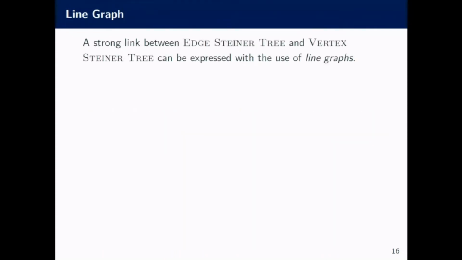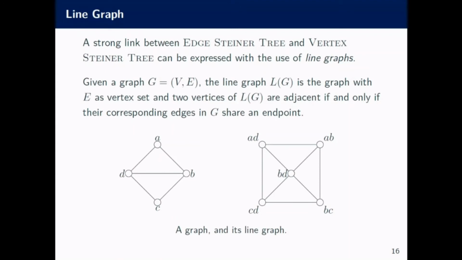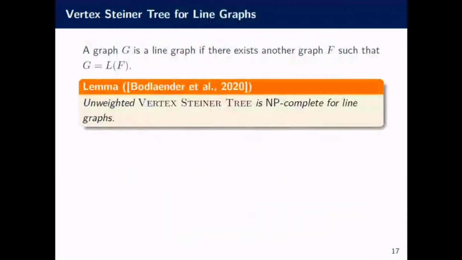Now we want to switch our focus to the vertex Steiner tree results, and to do so, we want to speak a little about line graphs. Given a graph G, the line graph L(G) is the graph that has the edges of G as vertex set, and two vertices of L(G) are adjacent if and only if the corresponding edges in G share an endpoint. So here we have the diamond, and on the right side we have the line graph. Of course, a graph G is a line graph if there exists another graph F such that G is L(F).